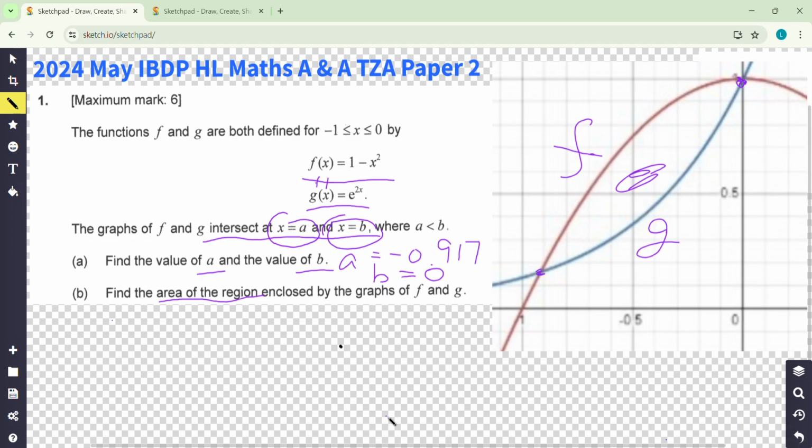So you have to ask the calculator, communicate with it. Okay, from negative 0.917 to 0. And then it is f minus g. F is 1 minus x squared. And then minus g is exponential 2x. Remember the bracket, okay? Remember. And that's it, okay? You write this down, okay? Tell the marker, I know what am I doing, okay? And then calculation time, 2 marks, I think.